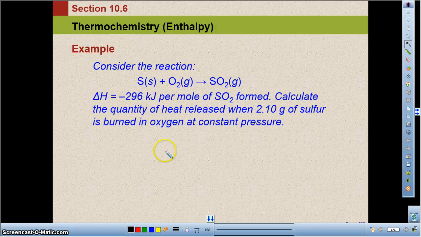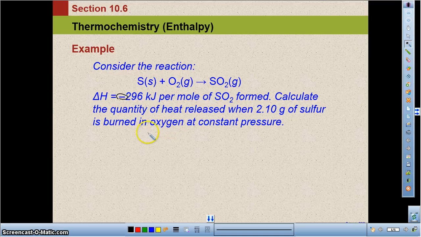Okay, this first example says to consider the reaction of sulfur, which is solid, plus oxygen gas yields sulfur dioxide in gas form. And it tells us that delta H is negative 296 kilojoules per mole of sulfur dioxide that's formed. So it's a negative number, which indicates to us that it's an exothermic reaction. For every 1 mole of SO2 formed, this reaction is going to release 296 kilojoules of heat. It wants us to calculate the quantity of heat released when we have 2.10 grams of sulfur burned in oxygen at a constant pressure. And oxygen in this case will be in excess.